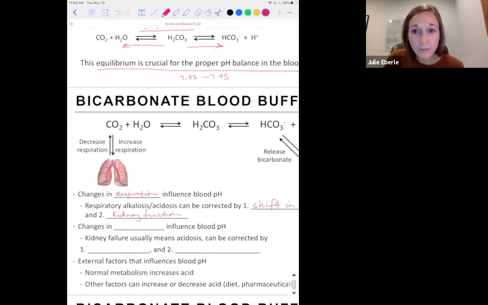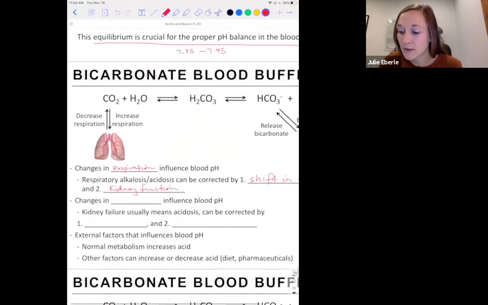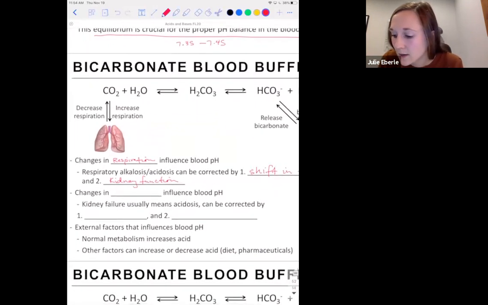Okay, all of these play a role in keeping pH where it is. And we're going to walk through examples like what happens if we hyperventilate or hypoventilate. How does that affect blood pH in just a minute? All right, changes in kidney function also influence blood pH.